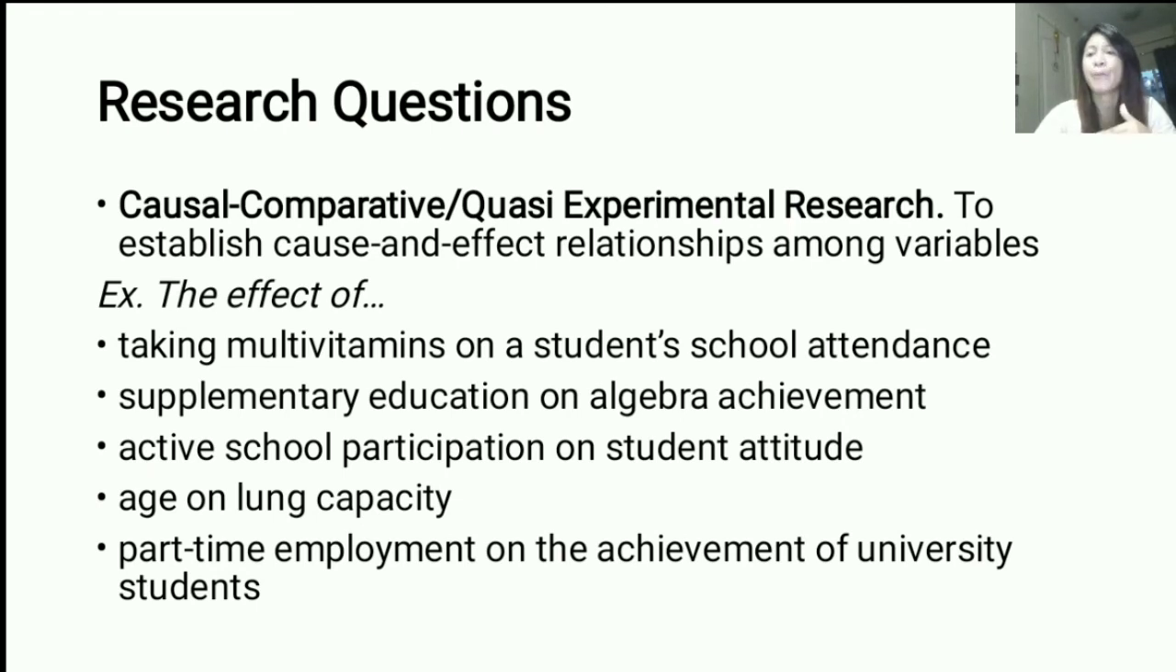For the third example, we have student attitude. Is student attitude affected by active school participation or lung capacity? Is lung capacity affected by age, or does age affect the lung capacity? So you see here the cause and effect relationship between the two variables.